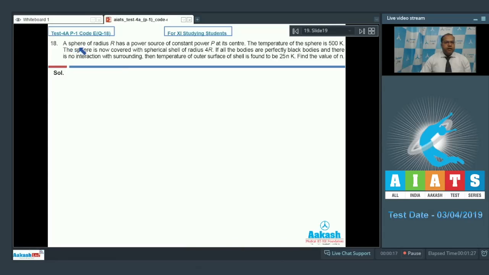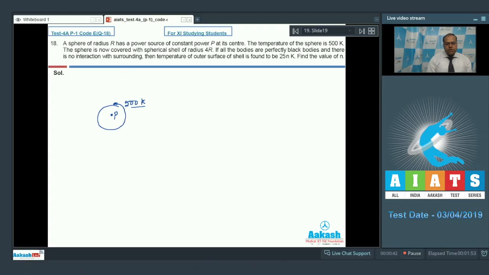Question number 18. A sphere of radius r has a power source of constant power P at its center. The temperature of the sphere is 500 Kelvin. It means that suppose there is a sphere of radius r and at the center a power source is kept whose power is P. So in a steady state, the temperature of the surface of the sphere is 500 Kelvin.